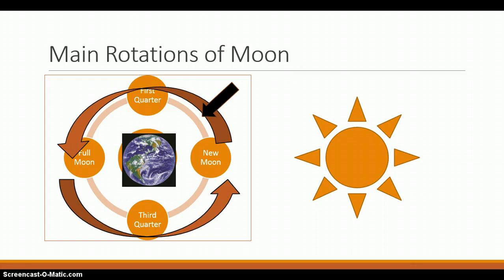In between the new moon and the first quarter, you have the waxing crescent. In between first quarter and full moon, you have the waxing gibbous. In between the full moon and third quarter, you have the waning gibbous. Lastly, in between third quarter and new moon, you have the waning crescent.